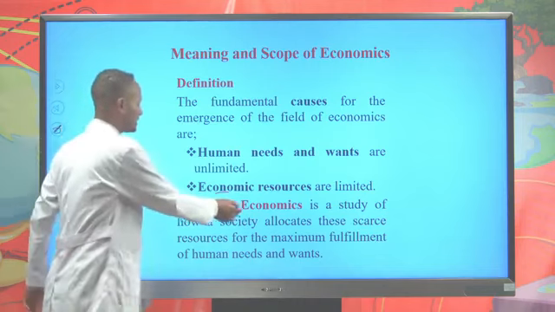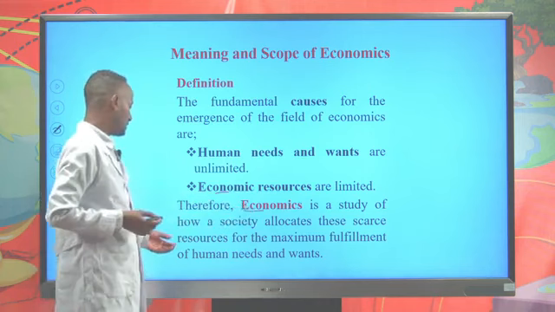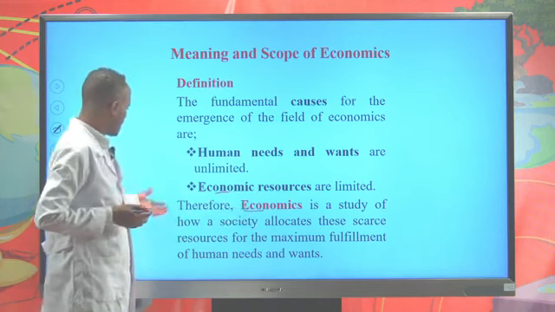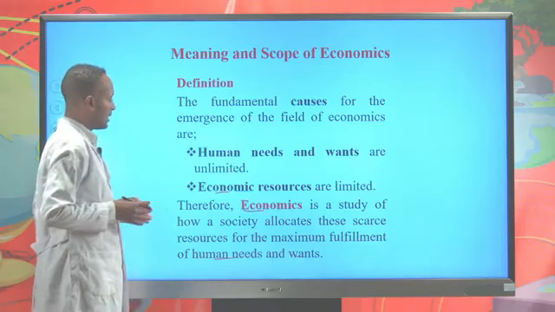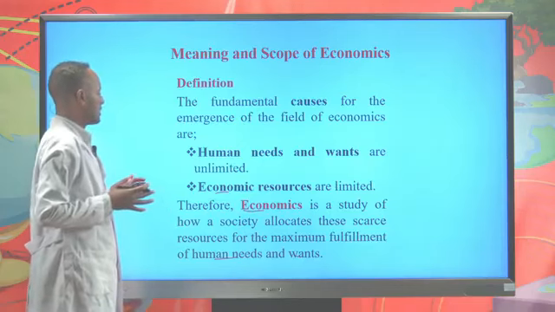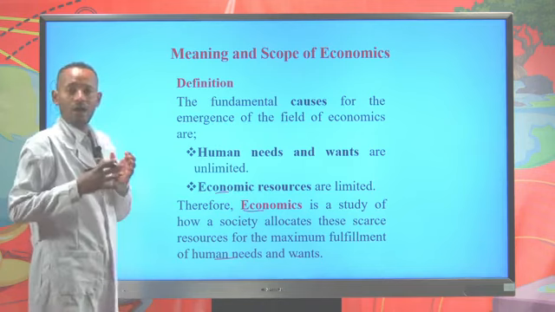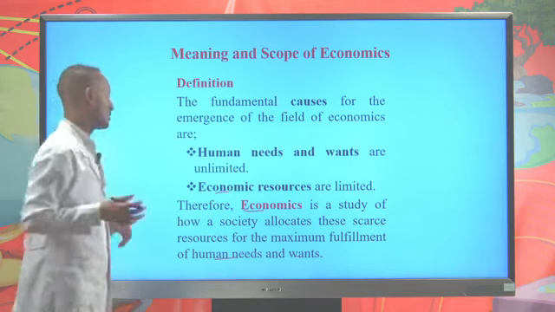So economics emerged as a field of study. It's the study of how a society allocates these scarce resources for the maximum fulfillment of human needs and wants. In order to fulfill our needs and wants, the field of economics emerged as a discipline. So it is targeted to use economic resources in an efficient manner.